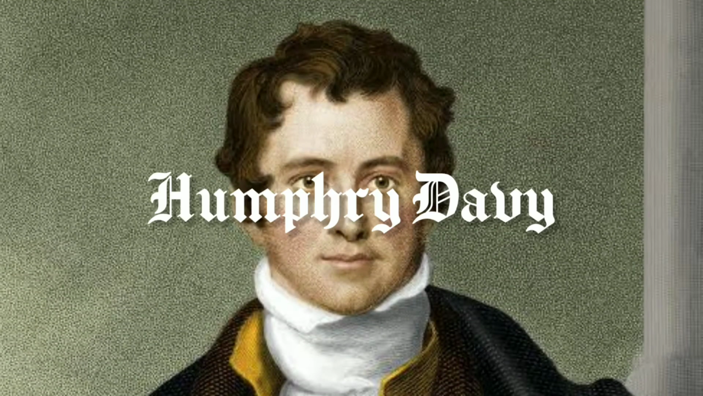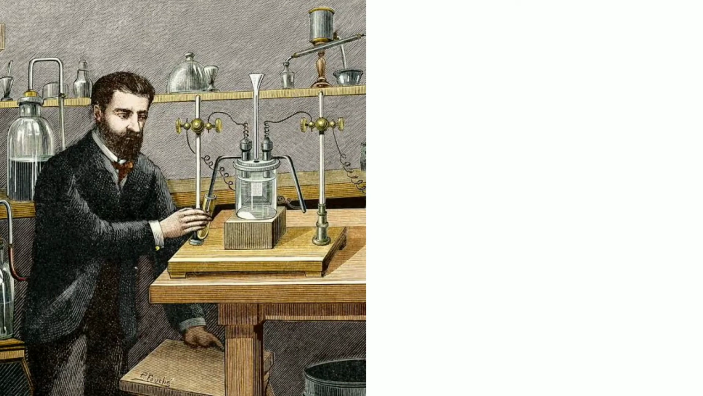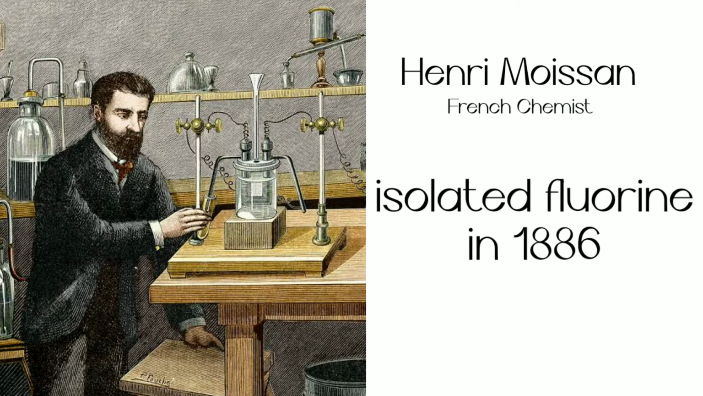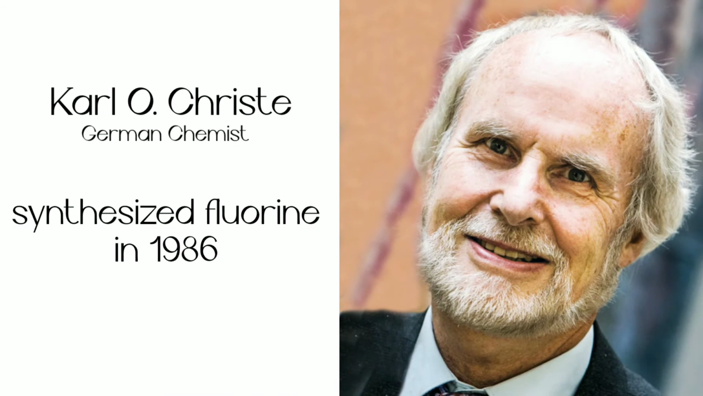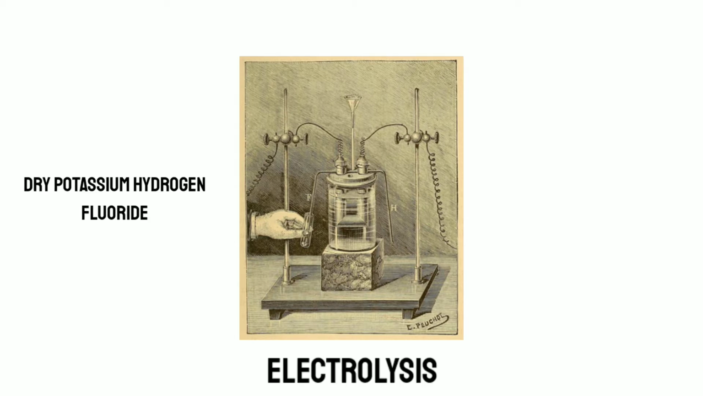The history is, in 1813, scientist Humphry Davy announced the discovery of the new element and named it fluorine, from André-Marie Ampère's suggestion. After being poisoned several times, Henri Moissan, a French chemist, finally isolated fluorine in 1886. German chemist Karl O. Christe successfully synthesized fluorine chemically in 1986. Fluorine can be extracted using Moissan's method, by an electrolysis of dry potassium hydrogen fluoride and dry hydrofluoric acid.